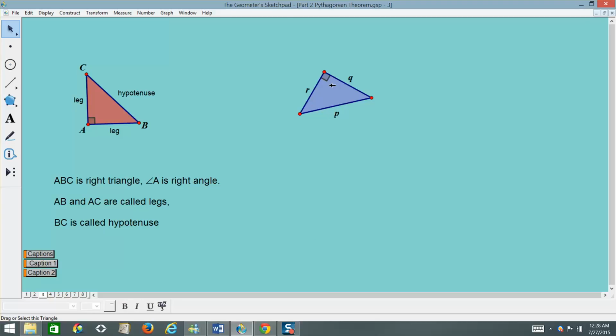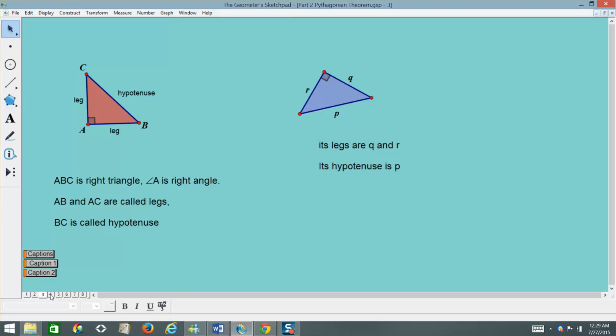Sometimes we give the name of the sides of the triangle with one small letter, like this example. So we can state that side P is called the hypotenuse because it is in front of the right angle. And then the other sides, R and Q, are called legs.